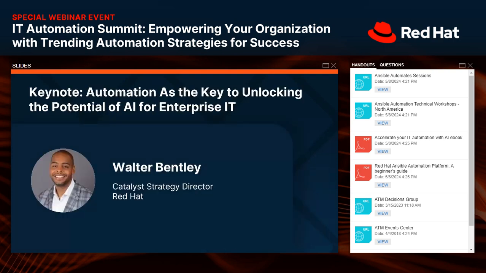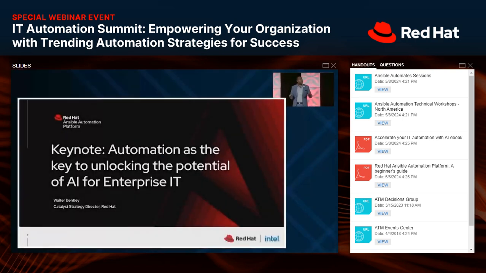Now, first off is a kickoff keynote from Walter Bentley, who's the Catalyst Strategy Director for the Ansible Business Unit at Red Hat. Walter's going to share the Red Hat vision for mission-critical automation, highlight how some of Red Hat's customers are putting it into action, and outline how automation can help your organization be better prepared for successful AI adoption with Ansible. The topic for today is an interesting one. Automation as the key to unlocking the potential of AI for enterprise IT.